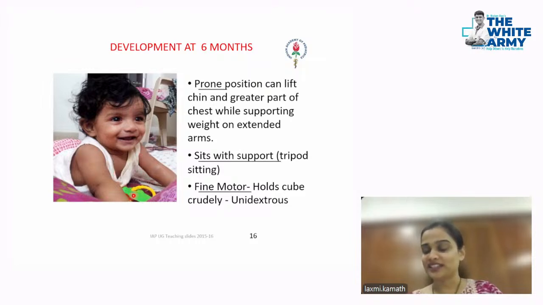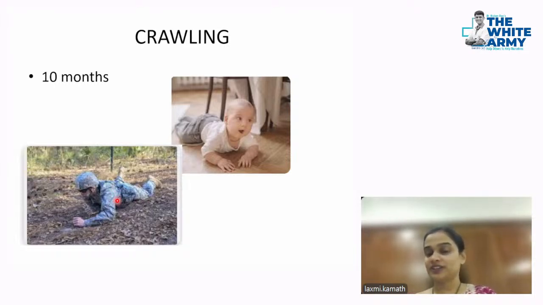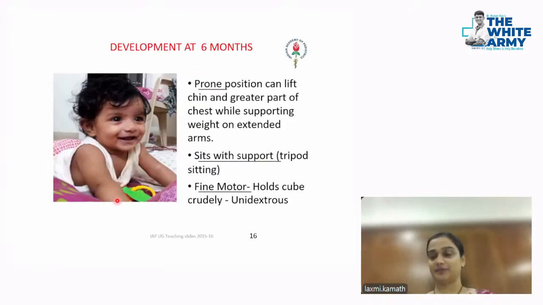That means if you make this child sit, this child will sit with support. That is in tripod position. The child will sit with support. So after sitting with support, that is around 6 months. At 8 months, the child will sit without support. That means lifting the hands, the child will sit comfortably on its own. That is around 8 months.